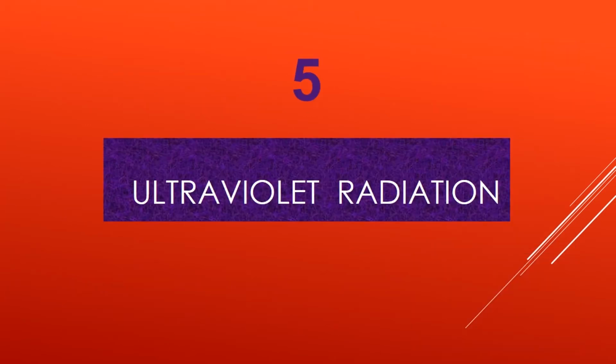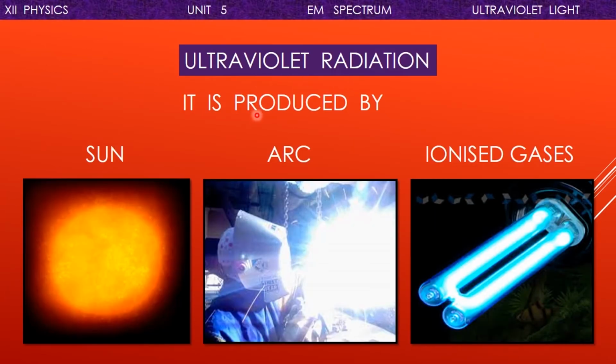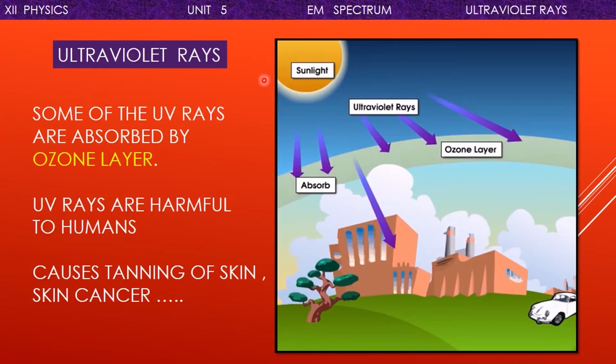Ultraviolet radiation. Ultraviolet radiation is produced by sun, arc, and ionized gases. Sunlight is a major source of ultraviolet rays. The ozone layer absorbs some of the ultraviolet rays. Because of the depletion in the ozone layer, some of the ultraviolet rays reach the earth. Ultraviolet rays are harmful to humans. They cause tanning of skin and also skin cancer.